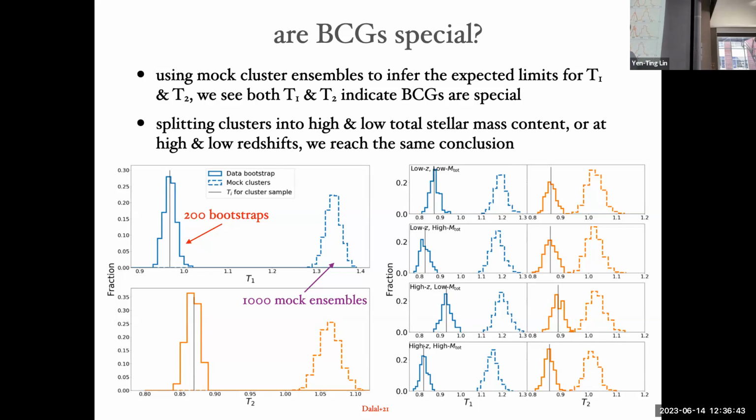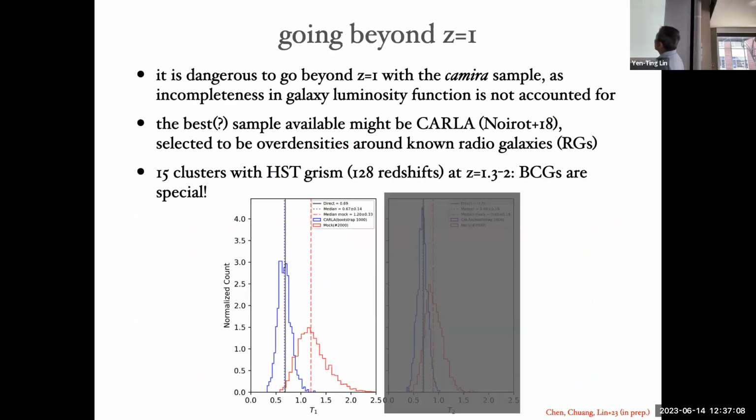You can see that this is very far from the statistical expectation, both for T1 and T2. So we can safely say that BCGs are special out to redshift 1. And this holds true even if we split the clusters into high and low mass subsamples or high and low redshift subsamples. So we know BCGs are special out to redshift 1. Can we push the study to higher redshifts?